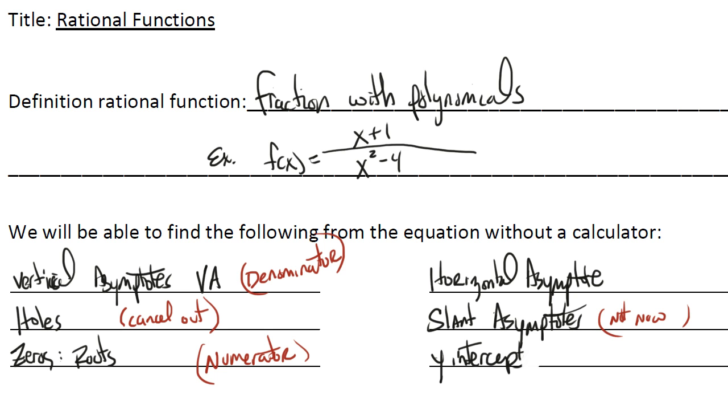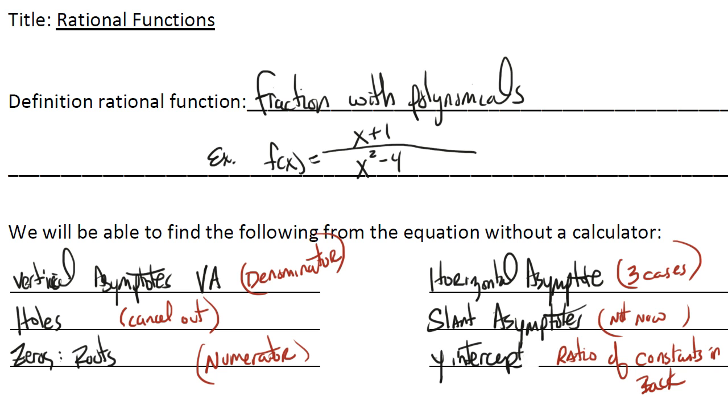For the horizontal asymptote, there are 3 cases we have to worry about. And finally, the y-intercept. Oh, this is a good one. The y-intercept is the ratio of the constants, the regular numbers in the back. We'll talk about that when we come up to it.